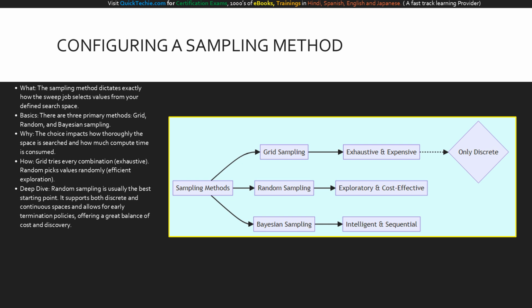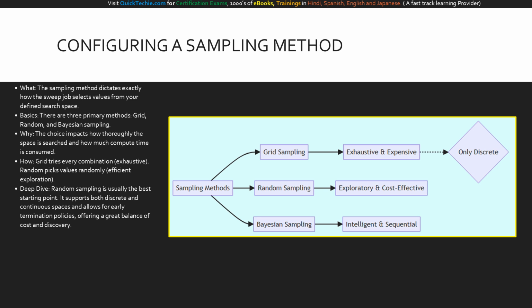Random sampling simply picks random combinations from your space. For our deep dive, I always recommend starting with random sampling. Why? It sounds counterintuitive, but randomly exploring a large dimensional space actually finds optimal models faster than a rigid grid. Furthermore, random sampling supports both discrete and continuous values, and crucially, it supports early termination policies to save you money. It is the perfect balance for initial exploration.